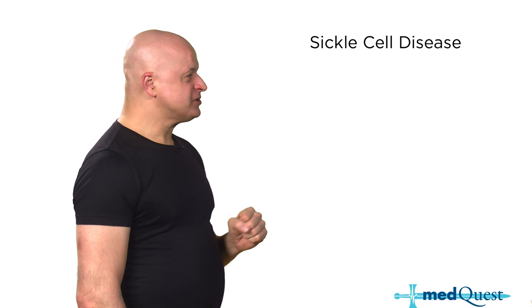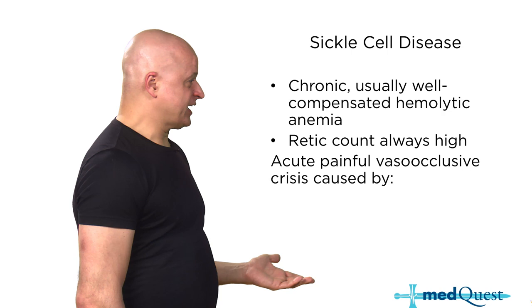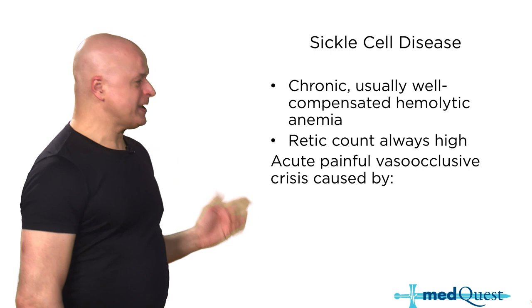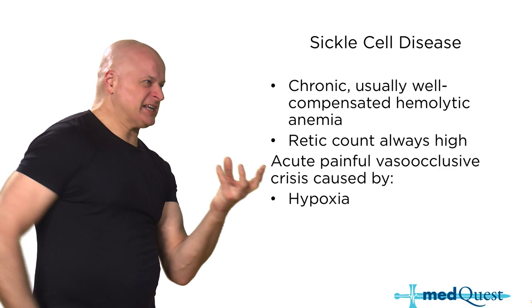So how do you tell it's sickle cell disease if they all seem like hemolytic anemias? The way you tell it's sickle cell disease, a chronic compensated anemia, well, reticulocyte count is high, and the answer is because they have acute painful crises. None of the others cause pain. Now, we don't actually know why you get pain with sickle cell. It's not actually sickle cells poking things, not so clear. Sickle cells blocking off blood vessels, not so clear.